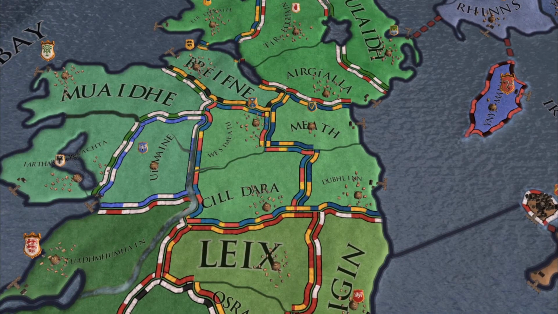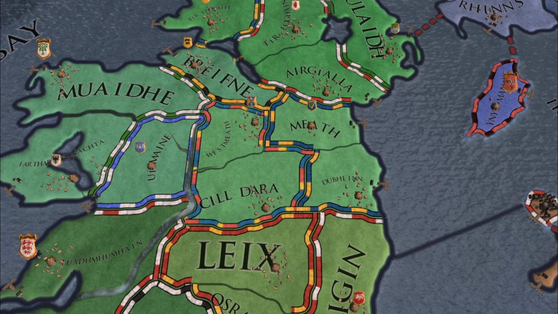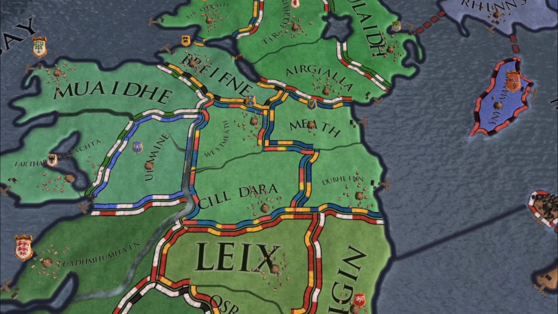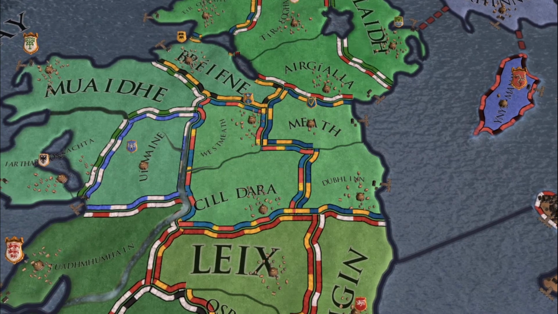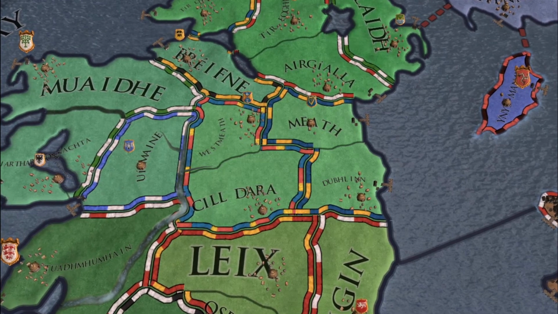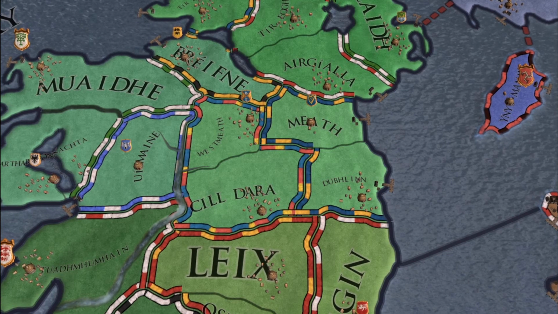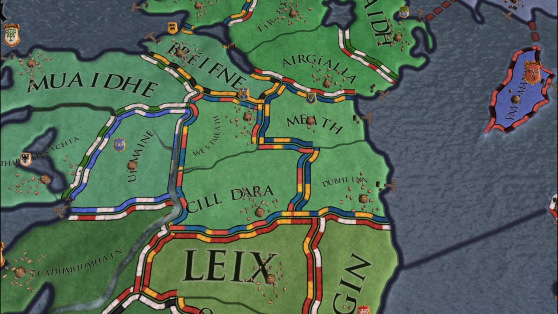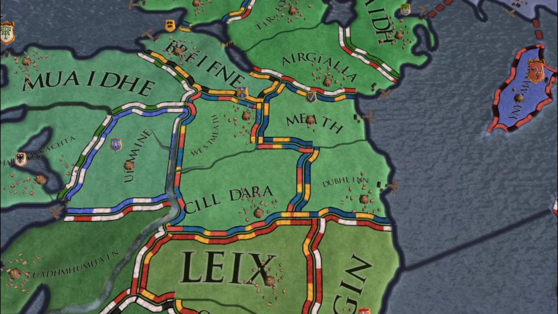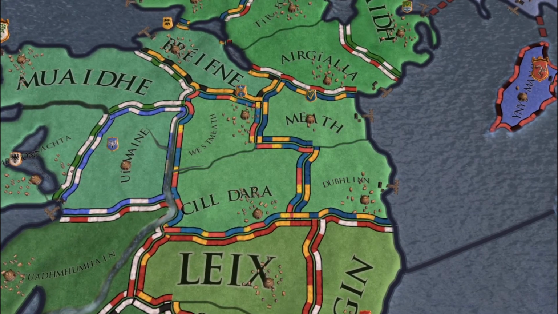Legend held that Tara had been an ancient city from which the gods, the Tuatha Dé Danann, had ruled the island, and where the Lia Fáil, the Stone of Destiny, had called out when stood on by Conn Cétchathach, recognising him and his descendants as the kings of Ireland. Thus, by holding the sacred site of Tara, the Uí Néill could lay claim to the kingship of all Ireland.